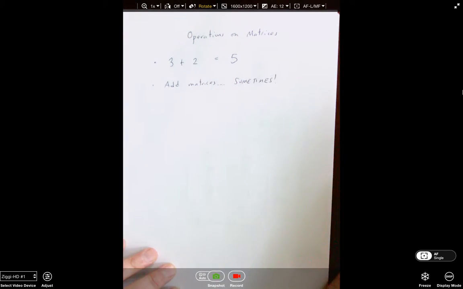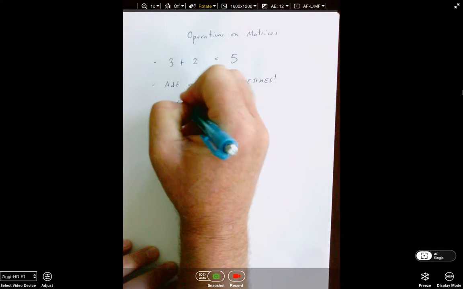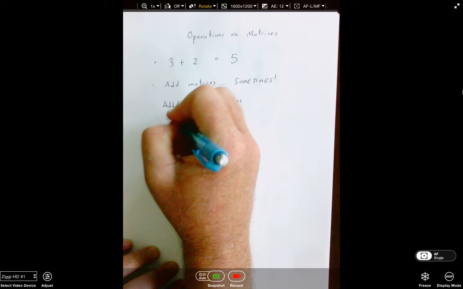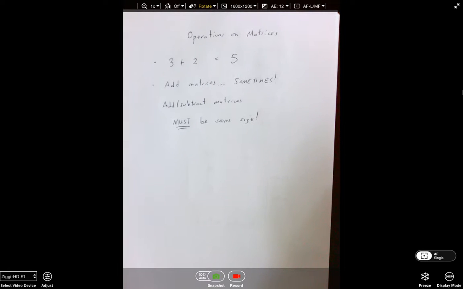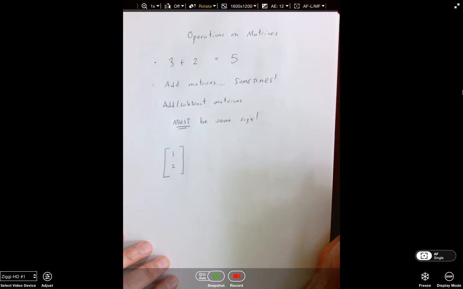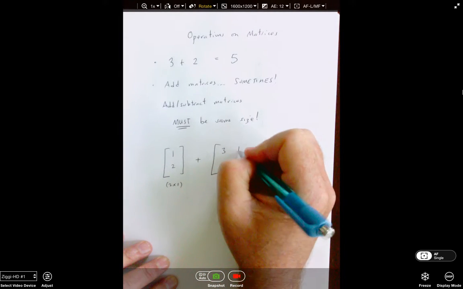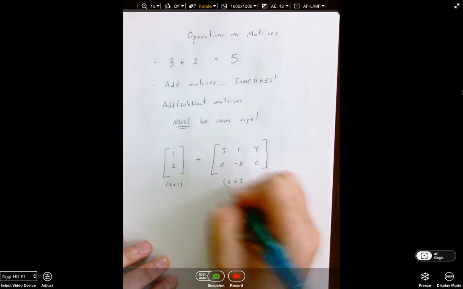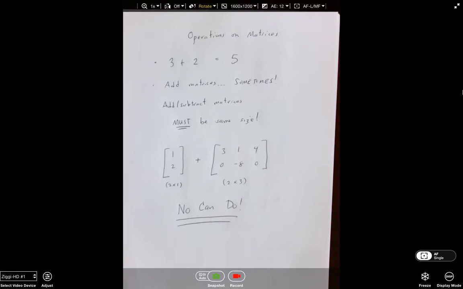sometimes, not always. And the condition on being able to add and subtract matrices is that they must be the same size. In other words, they must have the same number of rows and the same number of columns. So guys, if I take a matrix 1, 2, which would be a column vector, so this is clearly a 2 by 1, and I want to add to it this matrix right here, which is a 2 by 3. Can't do it. All right, matrices have to be the same size.